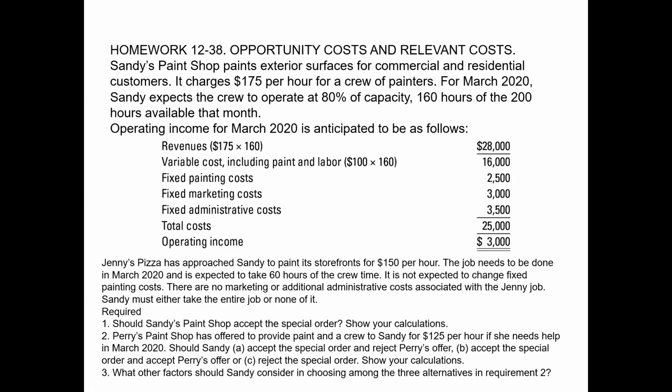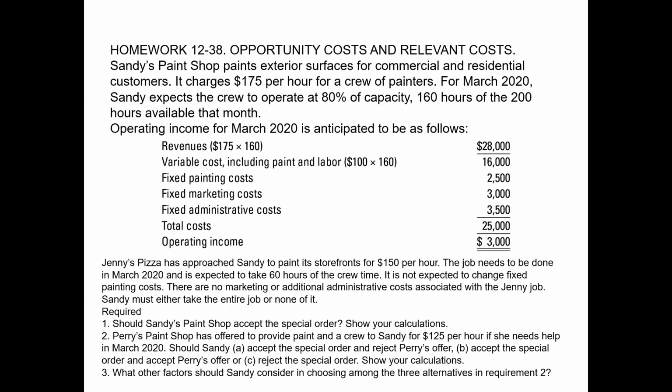Again, we have our revenue, variable costs, and fixed painting, marketing, and administrative costs. We expect to have an operating income of $3,000. Jenny's Pizza has approached Sandy to paint its storefront for $150 an hour. The job needs to be done in March 2020 and is expected to take 60 hours of the crew time. It is not expected to change fixed painting costs. There are no marketing or additional administrative costs associated with this job. Sandy must either take the entire job or none of it. So the question is, should Sandy's Paint Shop accept the special order?